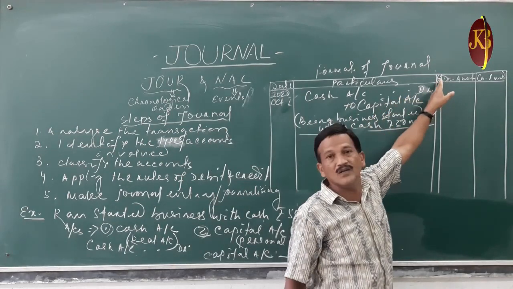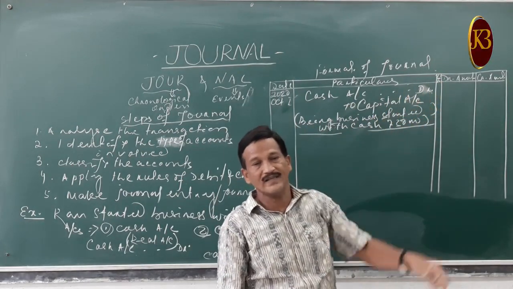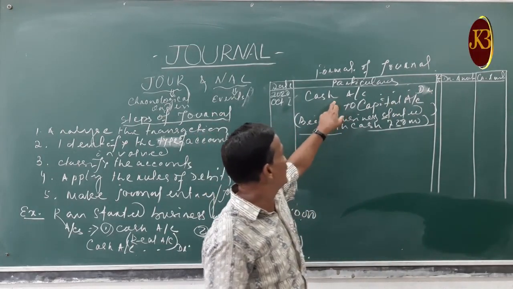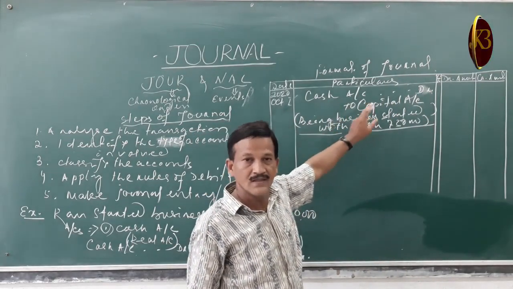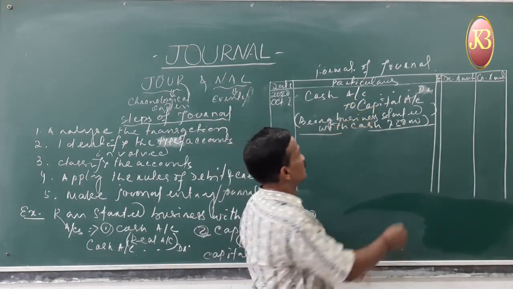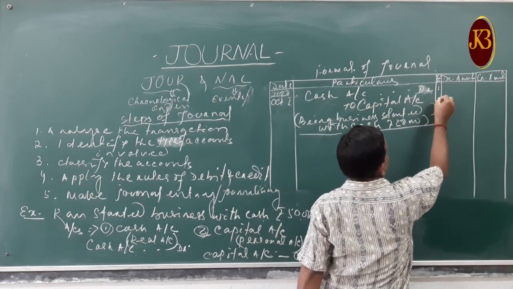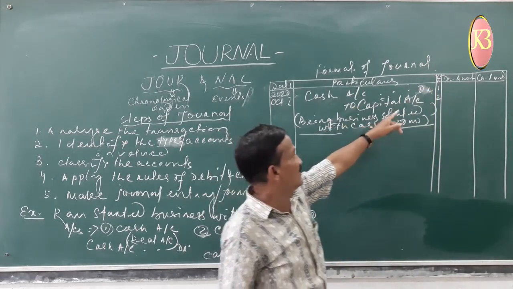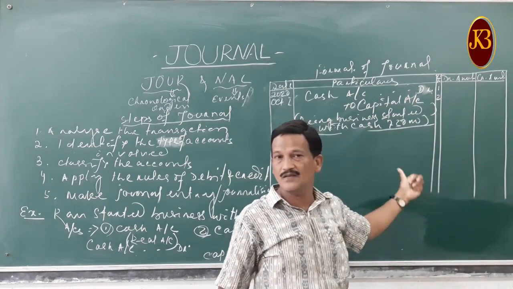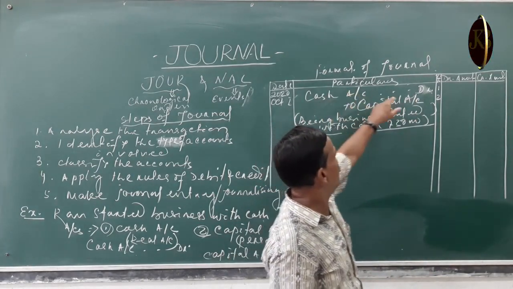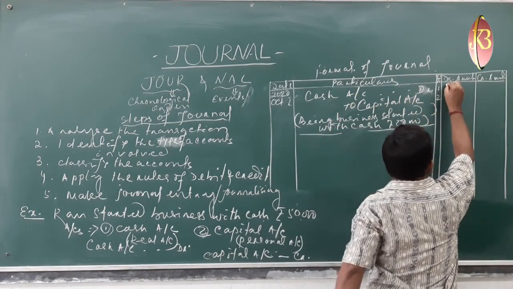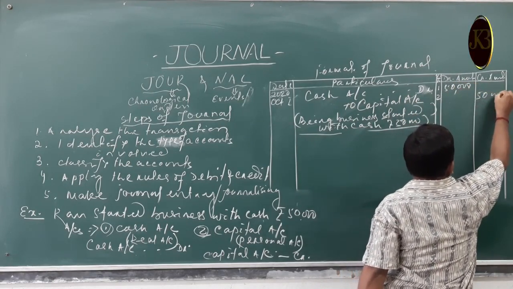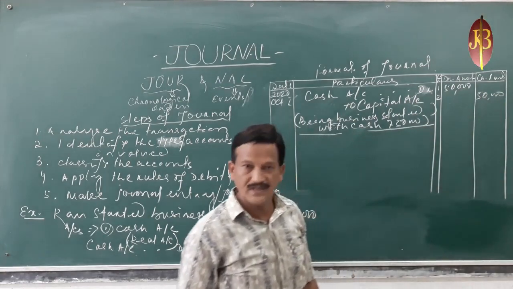column, then the ledger folio column. The ledger folio column stands for the reference page number of the ledger book in which the cash account and capital account are recorded or maintained. Suppose cash account is on page number 1 and capital account on page number 2. This is the reference. Practically it is used, but theoretically it is not used. Then the cash account in the debit amount column is 50,000, and the credit amount column is also 50,000.